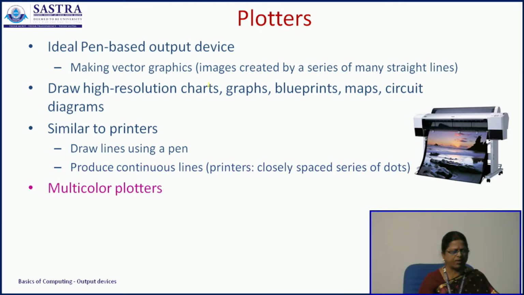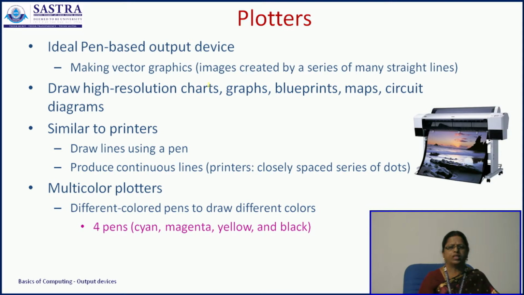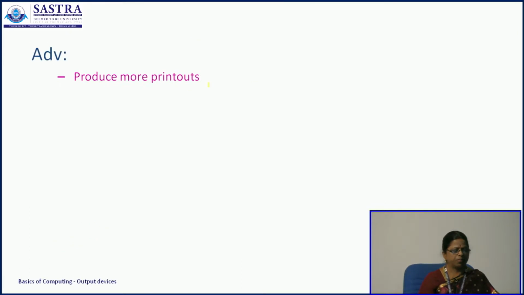Multicolor plotters are available, so we have different colored pens to draw different colors. Four pens would be used, like we saw earlier. It is the complementary colors: cyan, magenta, yellow and black. It needs no human intervention to change them. What are the advantages of plotters? Plotters are used to produce more printouts of good quality, but the disadvantage is that they are more expensive than printers.